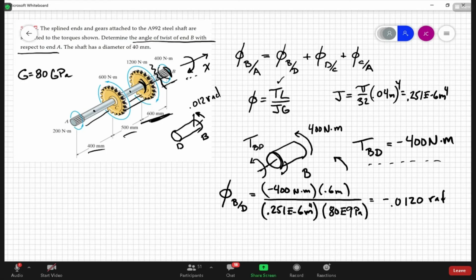All right, so I'm going to break you into groups, and I want you to do the same process and figure out the rotation of D relative to C, as well as the angle of twist of C relative to A. If you know those, you can add those two up with the minus 120 radians, and that's going to give you the total angle of twist, okay? All right. So any questions before I break you up into groups?